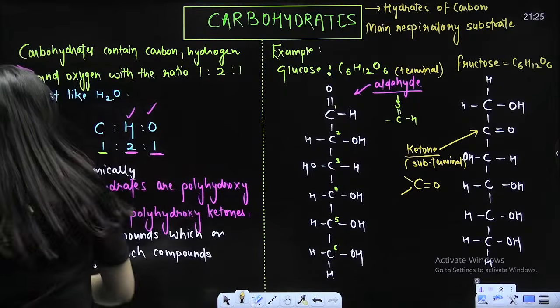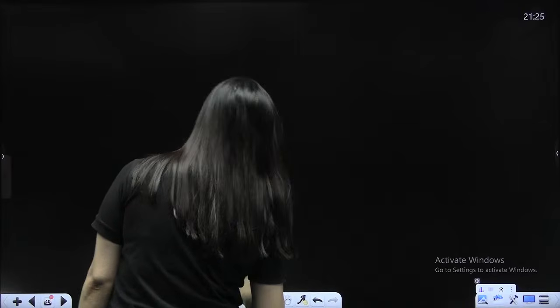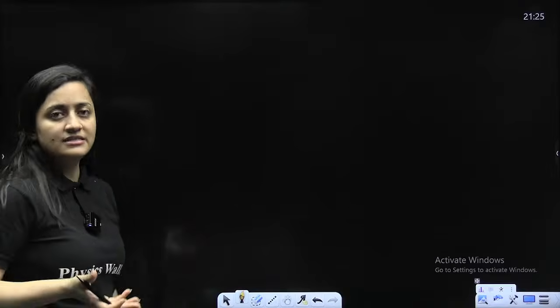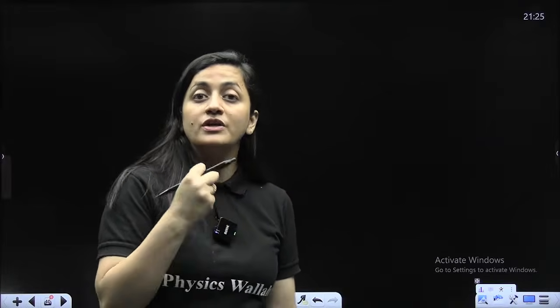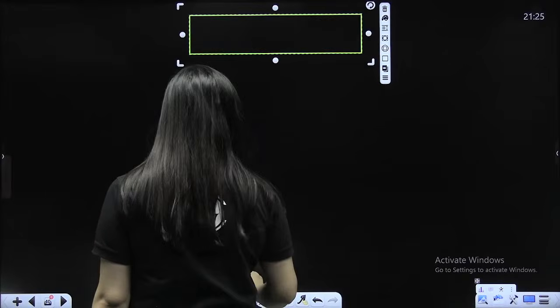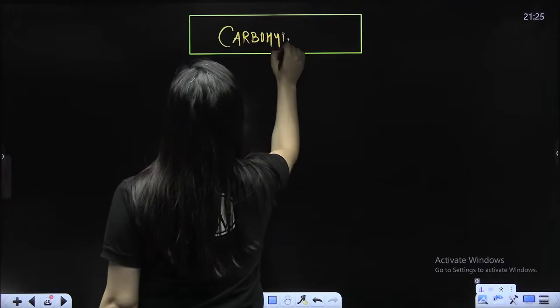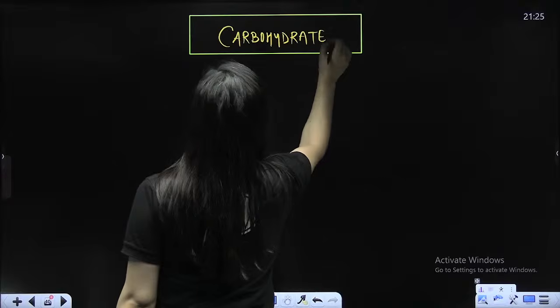If the carbohydrates are soluble in water and sweet in taste, then you use the word sugar. You cannot say that all the carbohydrates are sweet in taste, not at all. So let's classify these carbohydrates on the basis of number of saccharide units, number of sugar units. We will talk about monosaccharides, oligosaccharides, or the polysaccharides. That's how we are going to learn that. Make sure you revise it.